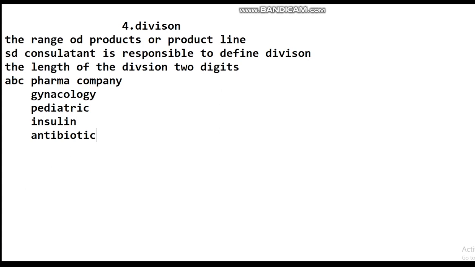So let's take the ABC pharma company. The ABC pharma company is making gynecology related, pediatric related, insulin related and antibiotic related tablets. This is their product line, their range of products. This is nothing but division.